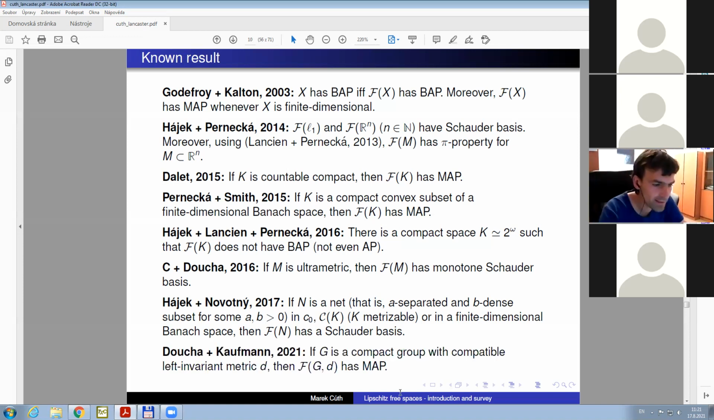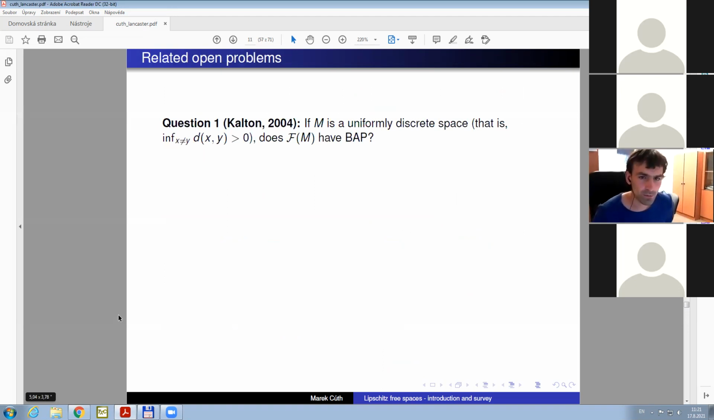And quite recently, Doležal and Kaufmann proved that the Lipschitz free space over compact groups has MAP, and Michal Doležal will talk more about this result later. So this is a kind of advertisement for the second talk. Okay, so that's it. So one might ask what is not known.